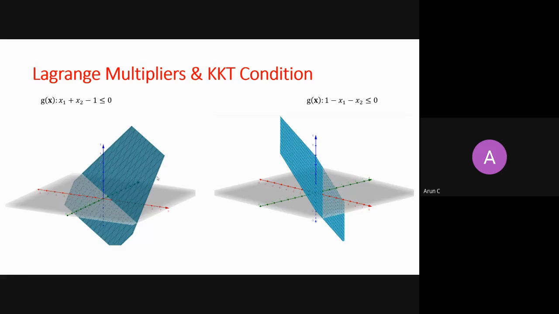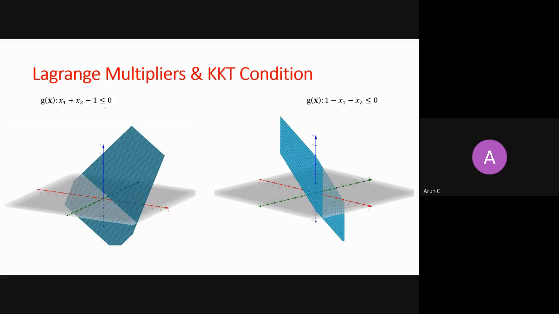Before that, I just want to let you know what Lagrange multipliers and KKT conditions are, because they are required in so many places when you are doing machine learning or some optimization. It is a very important concept in optimization, right? So let's see what this is. Can you see the screen? Yes, sir.